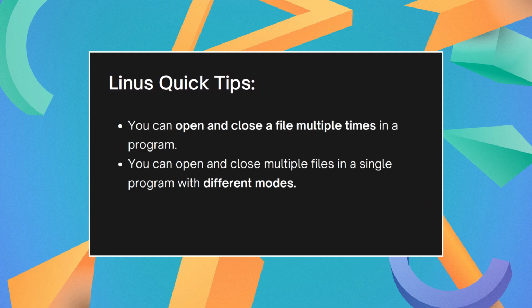Now, here's a couple of tips when working with these functions. You can always open and close a file multiple times in a program. So depending on your objective, you can open and close a file as many times as you want. At the same time, you can also work with different modes in a file. So let's say after opening it in write mode, this time you want to read the newly written data in your file. After closing it, you can now open it again with a different mode. So keep those in mind.